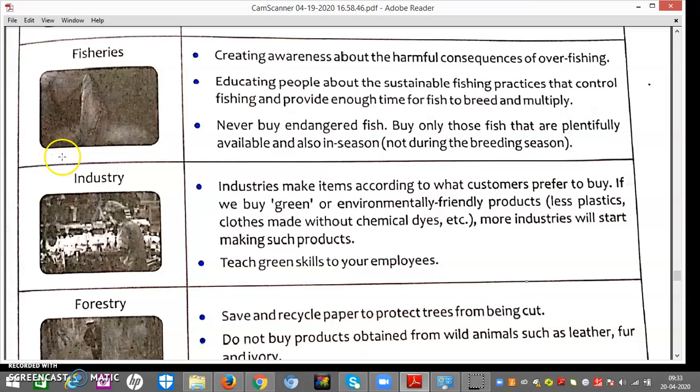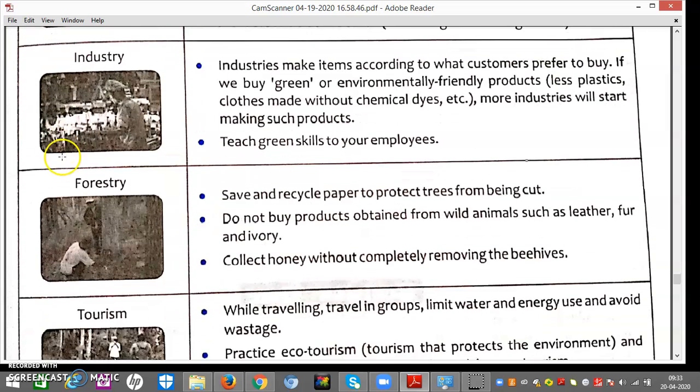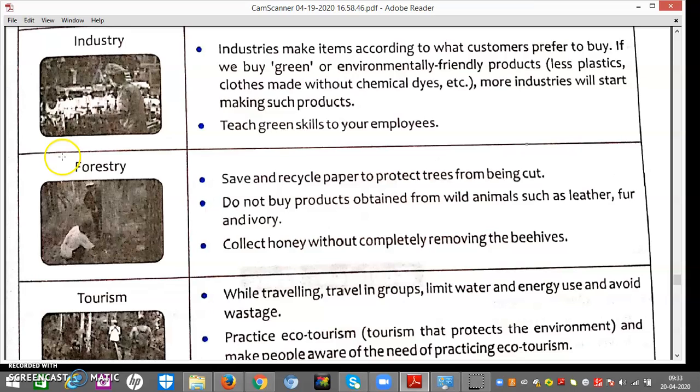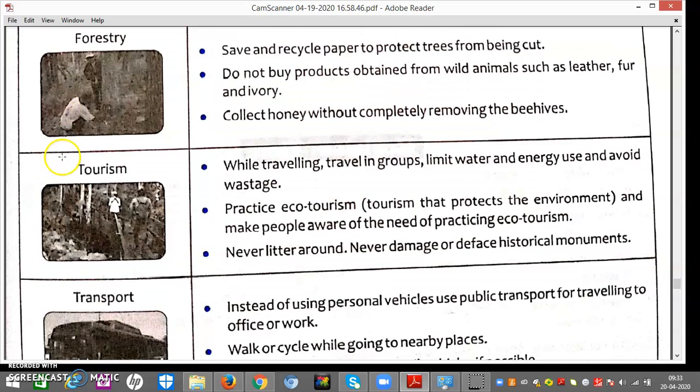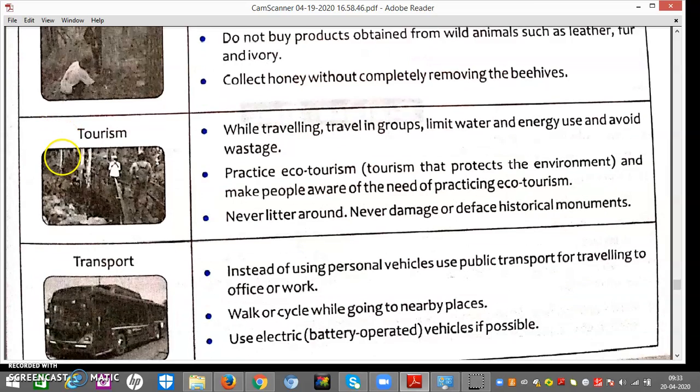Fisheries, create awareness about the harmful consequences of overfishing. Educating people about sustainable practices. Never buy endangered fishes. Industries make items according to what customers prefer, not to make it in very bulk so that it should be overburdened. Teach green skills to the employees. Now forestry, save and recycle paper to protect trees. Collect honey without removing the beehives.